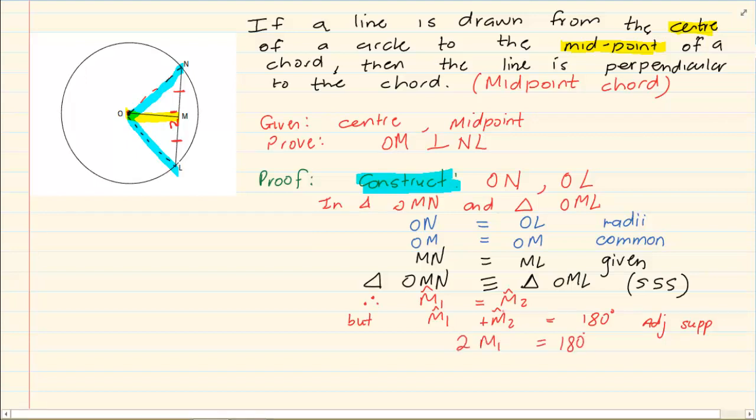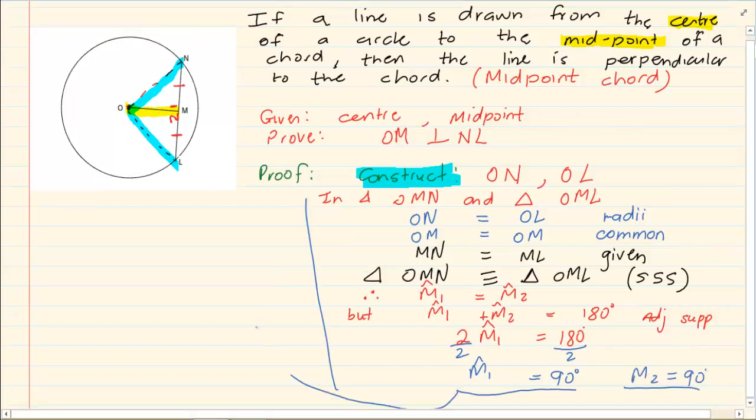Since M1 is equal to M2, that would mean that 2M1 is equal to 180 degrees. If we divide by 2, we have that M1 is equal to 90 degrees. Likewise, M2 would equal 90 degrees. Now, since M1 is equal to M2, which is equal to 90 degrees, we have now proven that OM is perpendicular to NL, which is exactly what they had asked us in the beginning to prove.